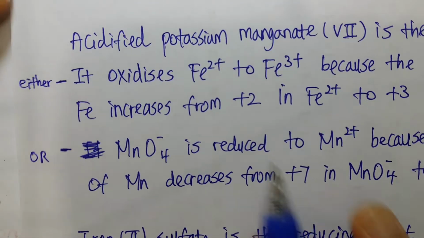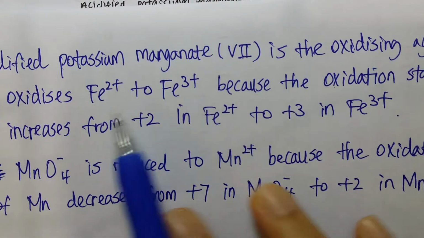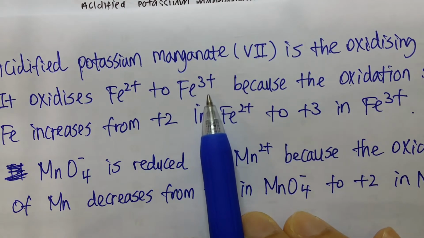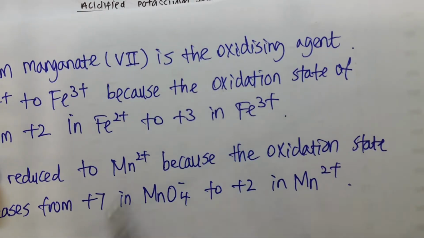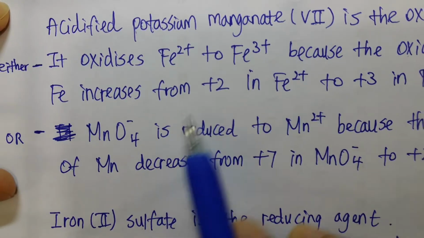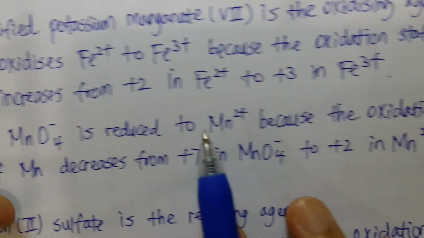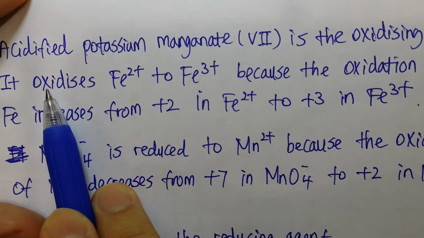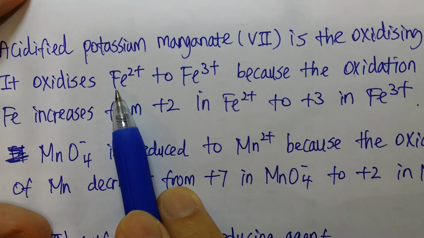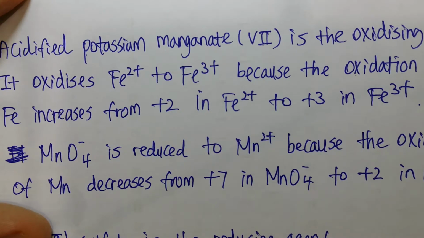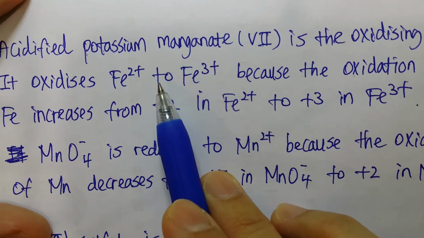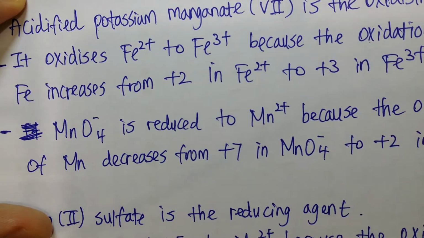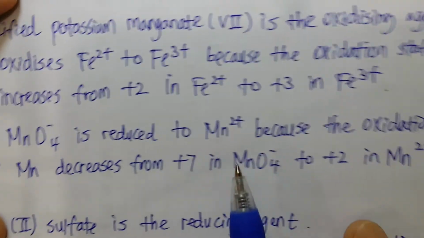So you can say it oxidizes Fe2 plus to Fe3 plus, because that means you're trying to explain why Fe2 plus to Fe3 plus is an oxidation. So because the oxidation state of Fe increases from plus 2 in Fe2 plus to plus 3 in Fe3 plus. So first thing is you must explain what substance it oxidizes, and then why this is an oxidation process, by explaining the oxidation state. So you have to explain that the oxidation state increases from how many in what to how many in what.